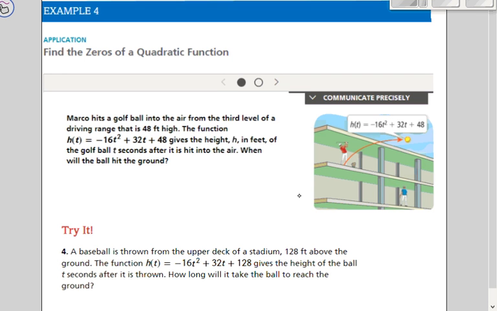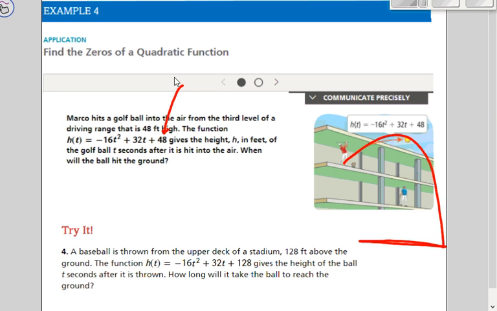All right, next we're going to do example 4, where we have a golf ball being hit into the air from like a Top Golf or Cool Springs here. You're hitting the ball into the air from the third level of the driving range. It's 48 feet up off the ground, so that's going to be our start value right there, 48. And we want to know how long it's going to take for that ball to come down and hit the ground, all right? So where the ground level is.